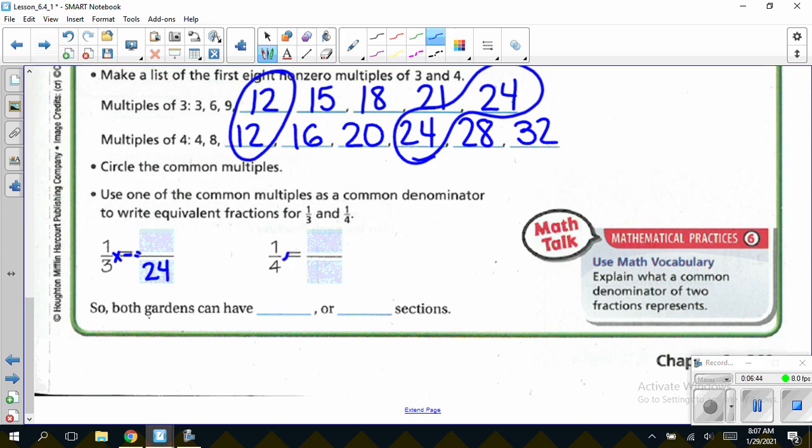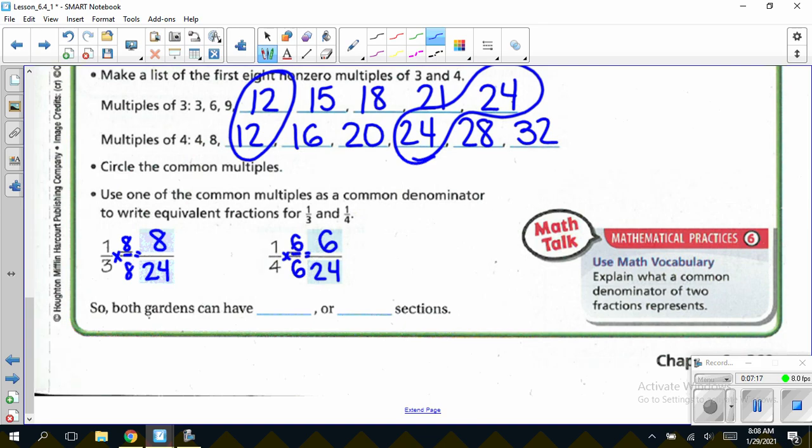Remember, we said we are going to use 24 this time, just to show another set of equivalent fractions. So now for the 1/3, 3 times 8 equals 24. Multiply the numerator by that same exact number. 1 times 8 is 8. And then do the same thing for the 1/4. 4 times 6 gives me that 24. So I have to multiply the numerator by 6 as well. And we know 1 times 6 is 6.